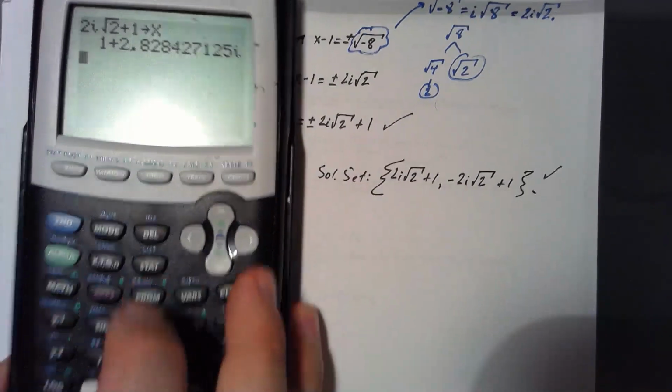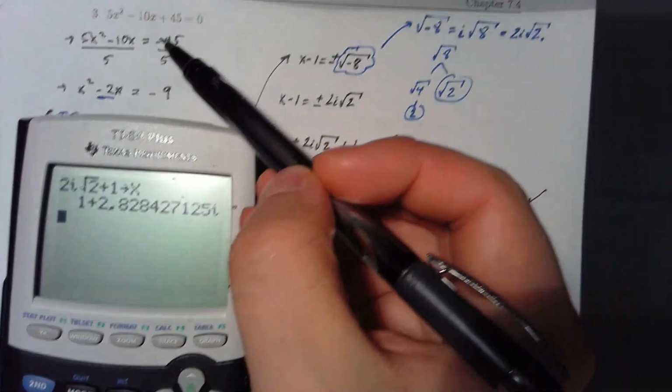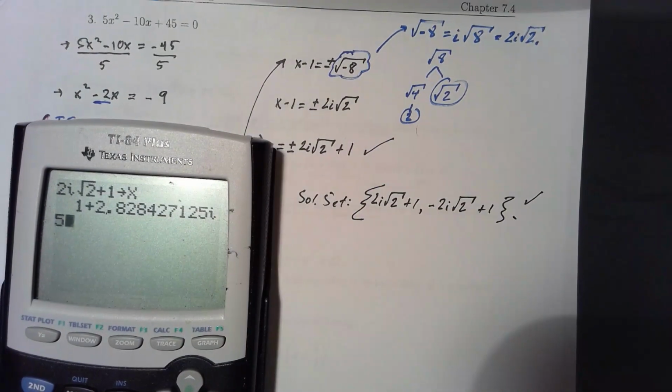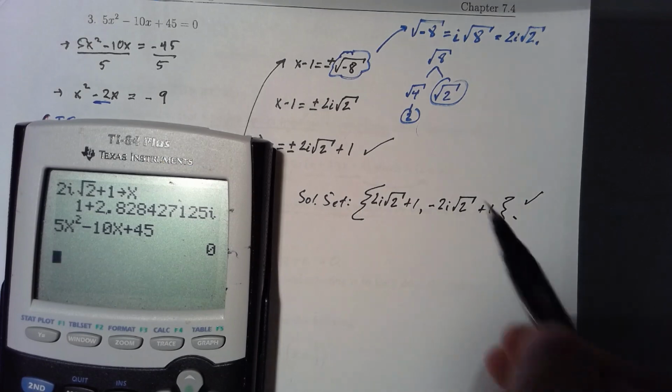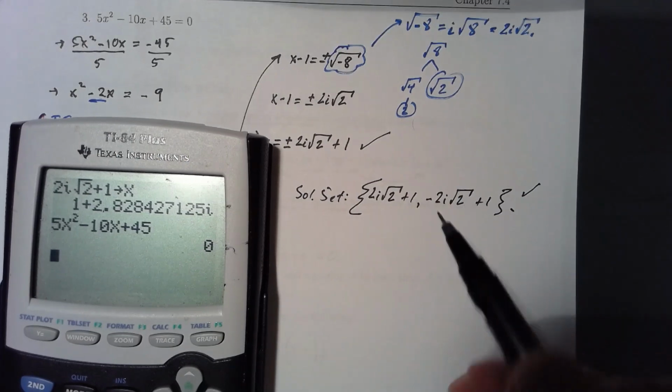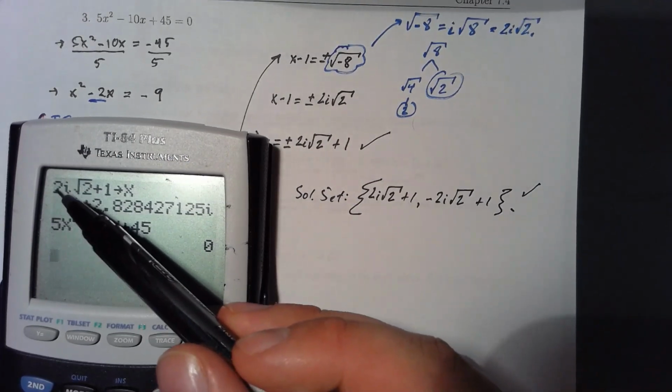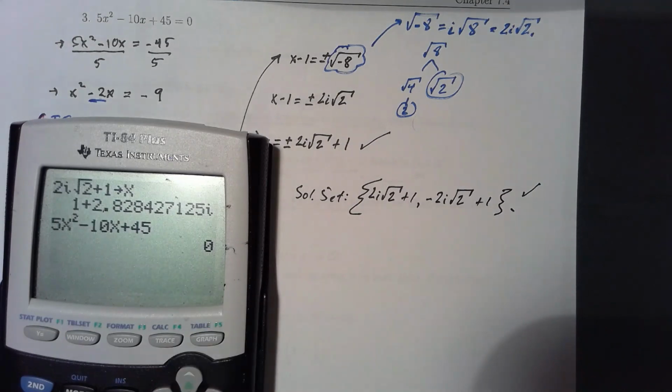Now if I type in the original equation, I should get 0. So 5x squared minus 10x plus 45. And I do. And if you check this one, you'll get that as well. Just replace the leading term with a negative, and you'll get the same. So just put a negative in front of this, and you'll store that in x and so on.